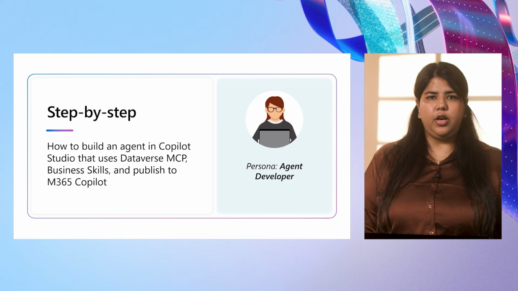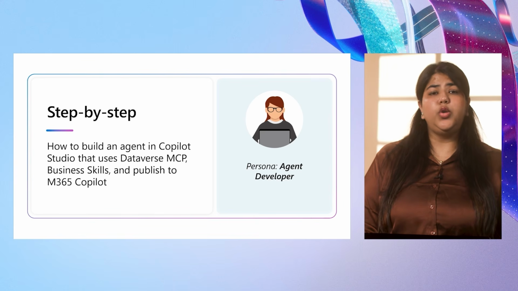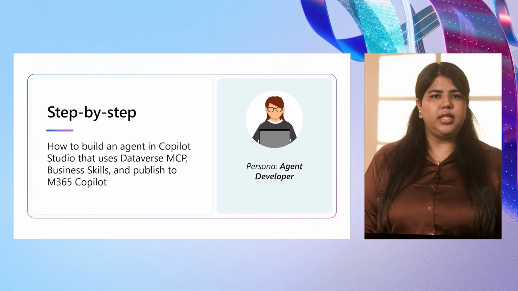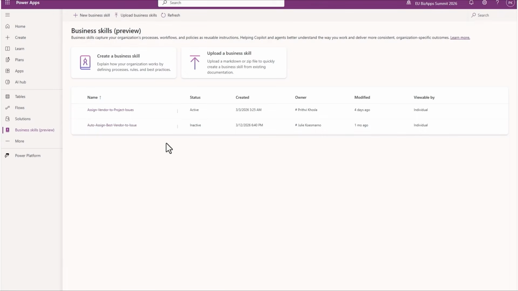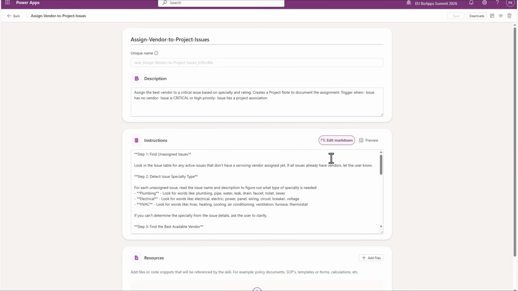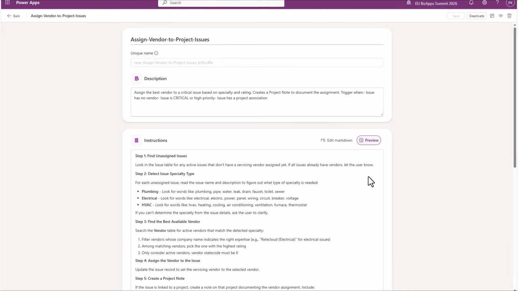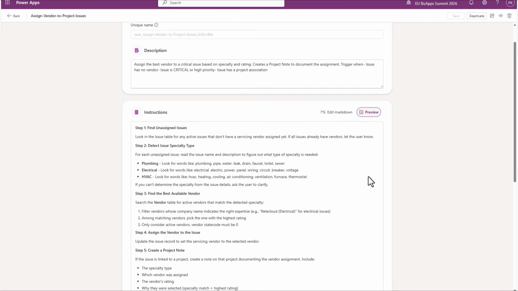Let's make this a little concrete. Our persona here is an agent developer, someone who knows Copilot Studio. Let's take a look at what happens behind the scenes in Zavi, the agent that Julie showed earlier. Here's the assign vendor to project issue business skill open in the Maker portal. Look at the instructions. They're written in plain language, not code.